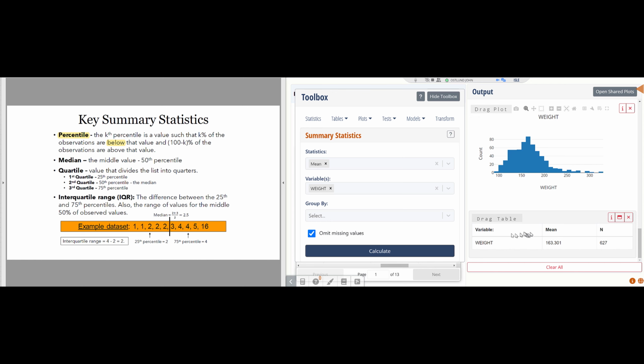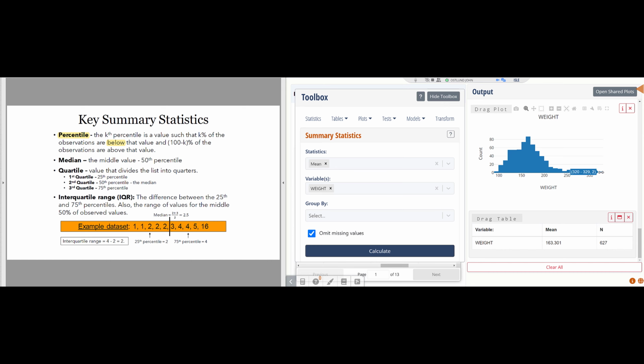Okay, and I've also redisplayed the mean of the weights, not so much because I care about the mean, but in this case I want to see the total number of samples in the set of people. So there are 627 people represented in this histogram. The topmost weight bin has 2 people in the range from 320 to 329. So the percentile here would be 2 over 627, represented as a percentage.